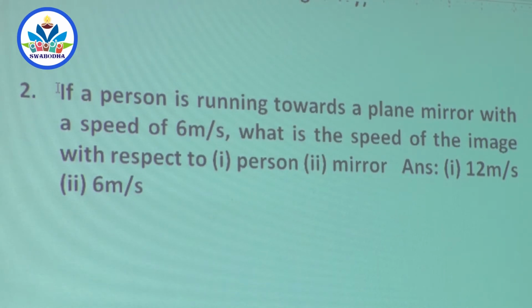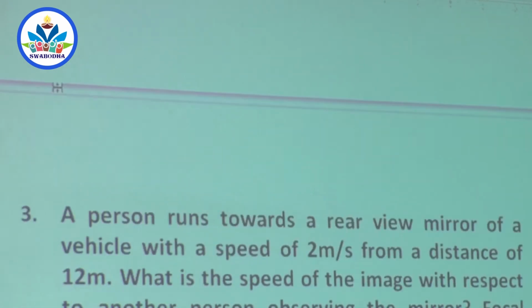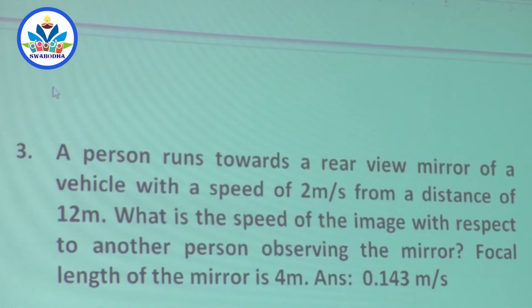What is the speed of the image with respect to the mirror? The person holding the mirror is not running, so the velocity of the image with respect to the mirror is only 6 meters per second. Okay, so simple. Once you solve it elaborately, then it is simple. We will move to the second problem in the projector. Now, how to solve this one?